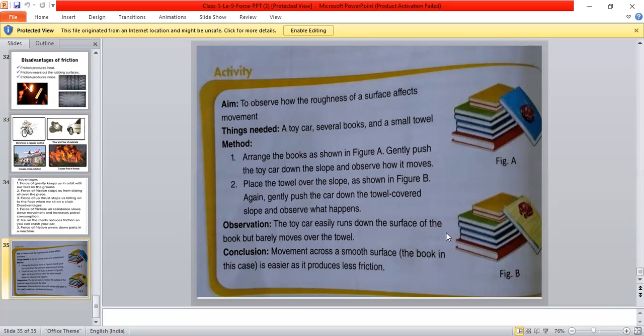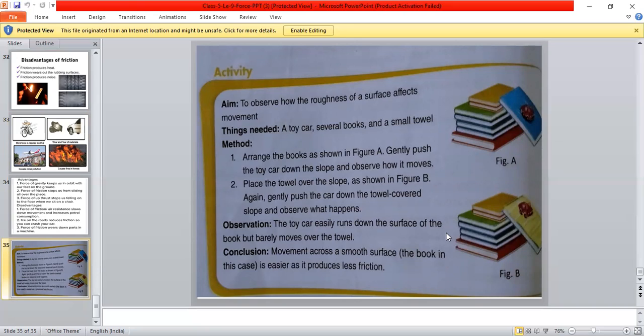Now, in figure B, we have to place a towel over the slope, and again we push the car down the towel-covered slope. Now we shall observe what happens. The toy car runs easily in the first case. But in the second case, when we have put a towel on the surface of the books, the movement across the surface becomes difficult for the toy car.